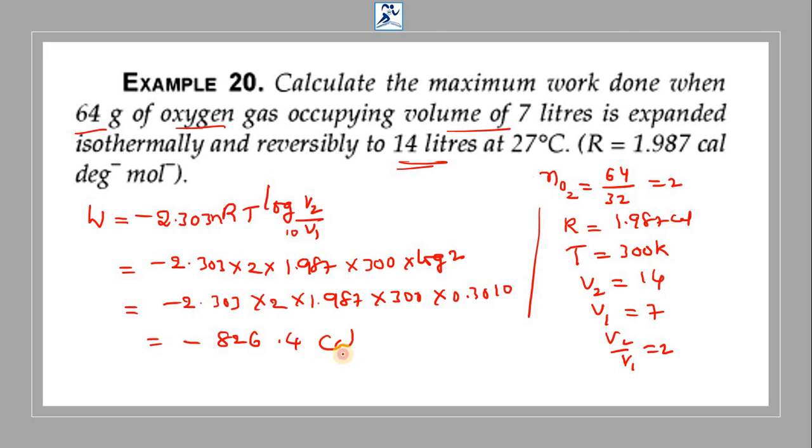826.4 calories. So the work done when 64 grams of oxygen occupying a volume of 7 liters is expanded isothermally and reversibly to 14 liters at 27 degrees Celsius is 826.4 calories. This is the answer for this question.